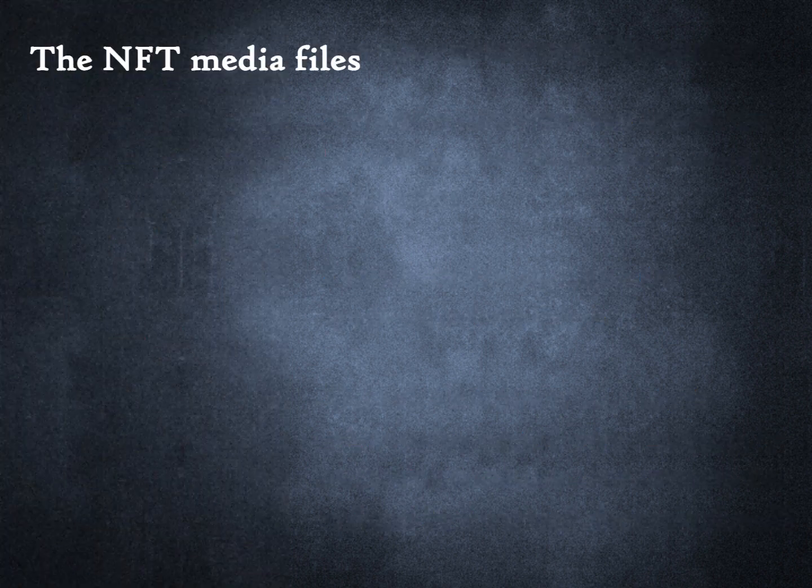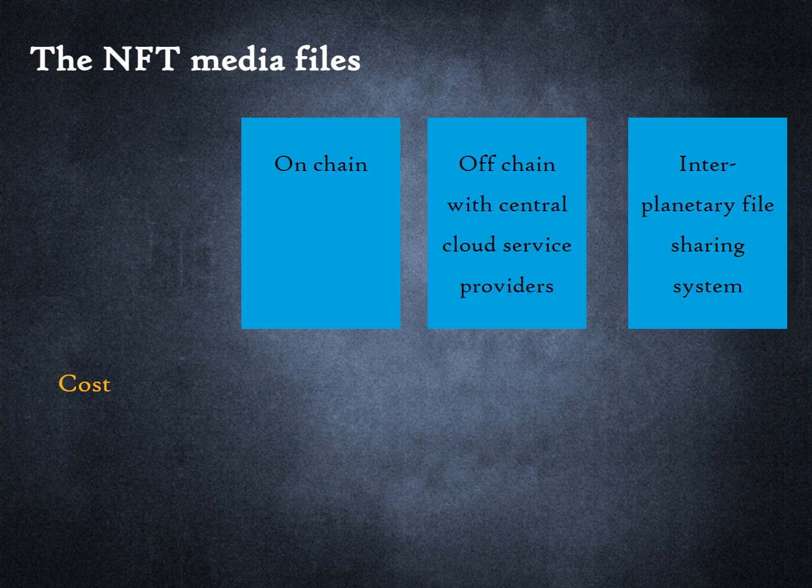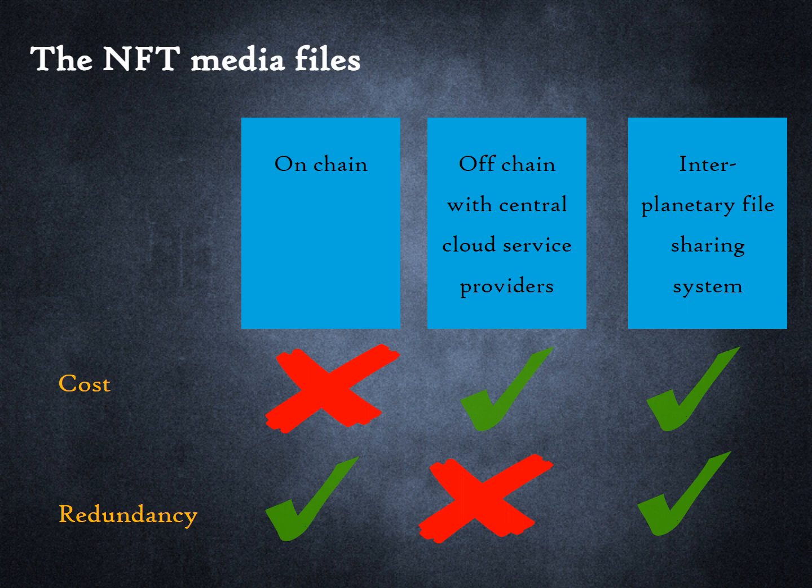We can recap the three methods by which the media files referenced by NFTs can be stored. First, on-chain. Second, off-chain with central cloud service providers. Third, off-chain with the IPFS. The advantage of off-chain is storage costs. The advantage of on-chain as well as IPFS is decentralized storage that prevents points of failure related to a central party. For instance, if there was an outage on an AWS server where the media files were stored, they will not be accessible during the period the outage occurred.